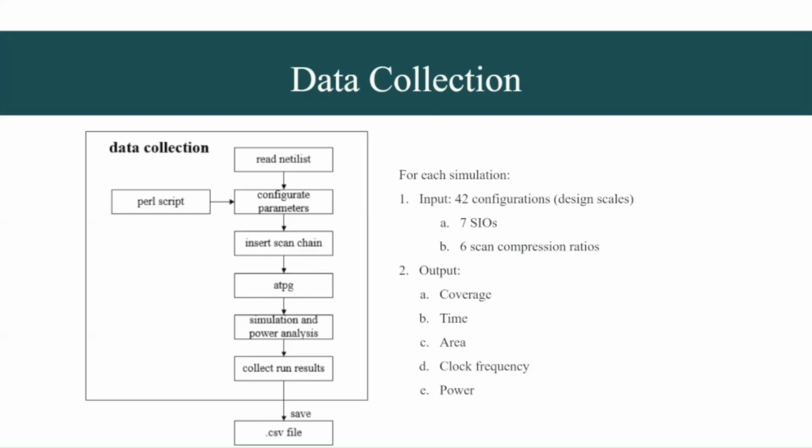After that, we allow users to choose different parameters based on their experience regarding the size of the design. And then we come up with 7 SIOs and 6 scan compression ratios, so a total of 42 combinations. And then we're going to simulate for each parameter configuration of our design, and we store the output based on 5 different aspects in an Excel file.